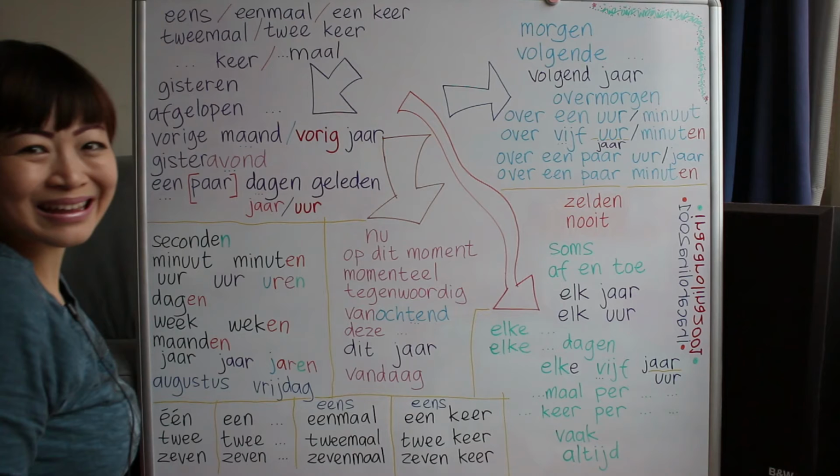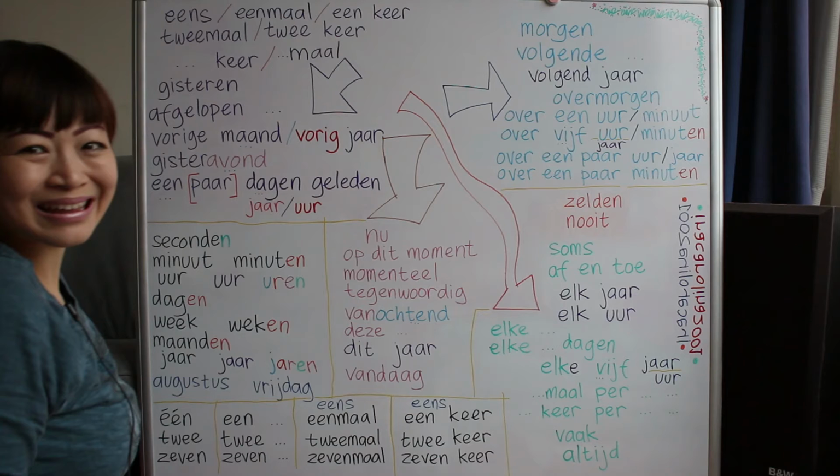When you have to say this something, for example, this month, you say the this with deze, and then you put the month, maand, deze maand. Don't forget, this one has a space here.